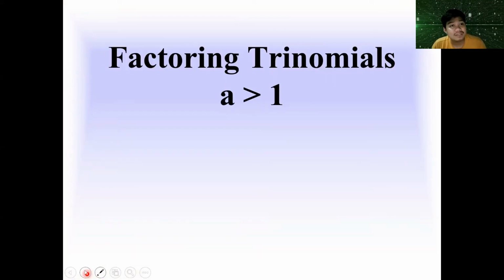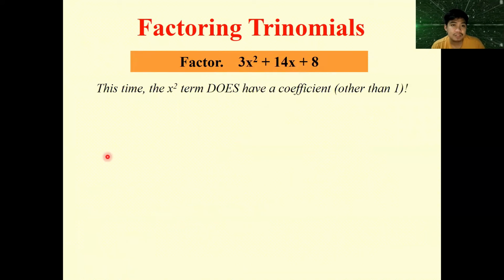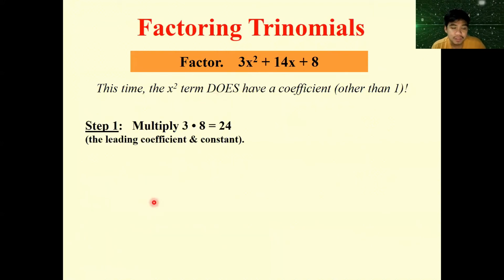Factoring trinomials if a is greater than 1. So we have, factor 3x squared plus 14x plus 8. So this time, the x squared term does have a coefficient other than 1. In this example, the coefficient of x squared is 3. So the first thing we do is multiply 3 and 8, the coefficient of our leading term, which is the x squared, and our constant term. As you can see, if you multiply 3 and 8, the answer is 24.